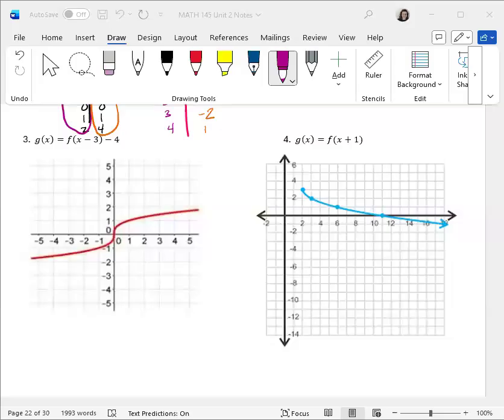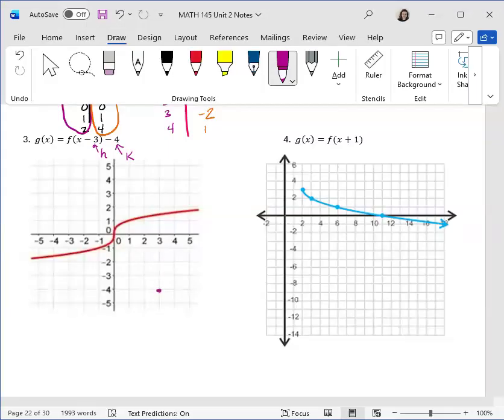Okay, continuing on with some transformations. This next example, I'm going to be adding 3 to the x values, which is going to shift horizontally 3 units to the right. I'm also going to be shifting 4 units down. So I'm going to do this one again visually, not using a T chart. I'm going to shift right 3, 1, 2, 3, and then down 4, 1, 2, 3, 4.